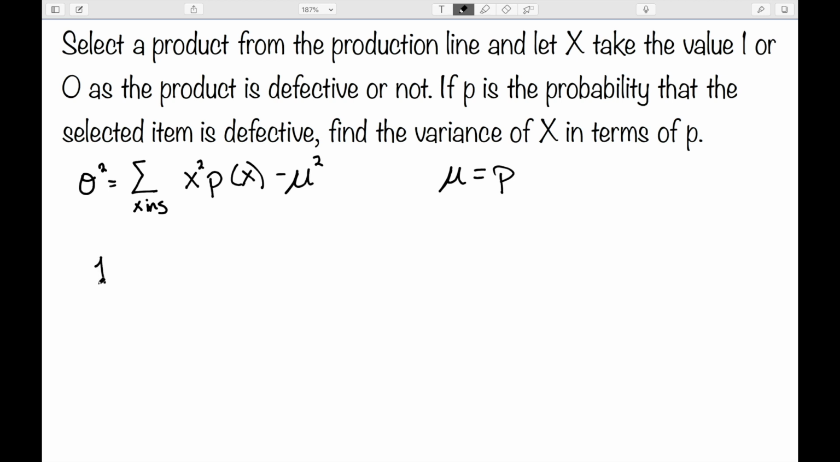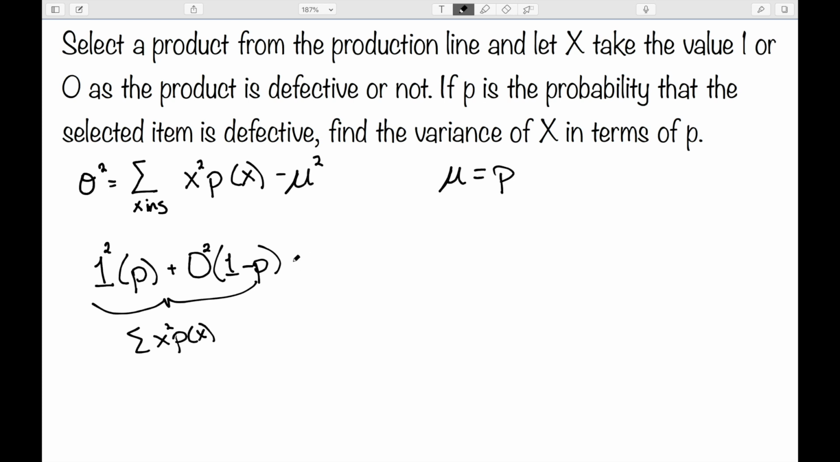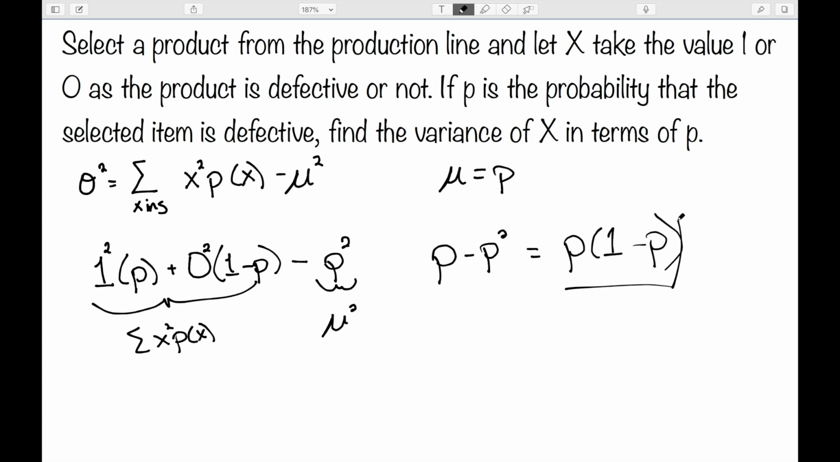So the first possibility is 1, the fact that it's defective. This has a probability of p. We then want to add in the next option, 0 squared, times its probability, which is 1 minus p. So this part is the summation of x squared p of x. And then we're going to subtract the mean squared. So this says p minus p squared, or p times (1 minus p). So this will be my variance in this particular case.